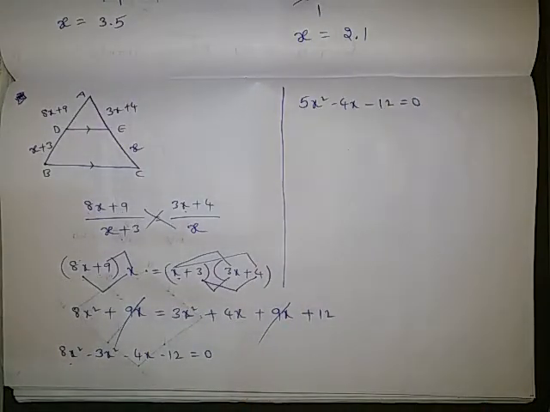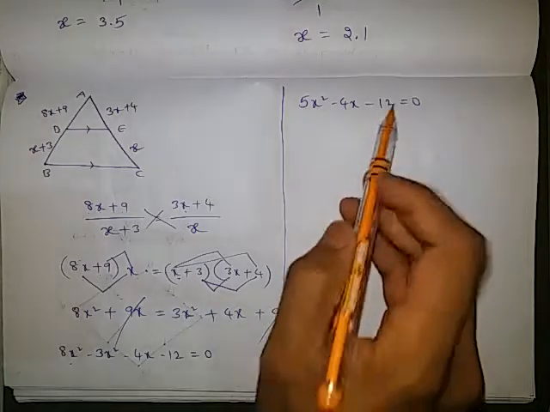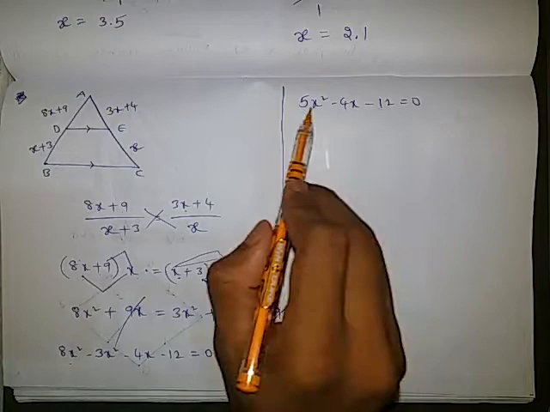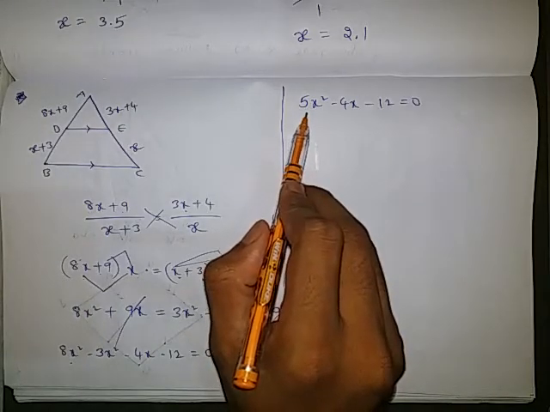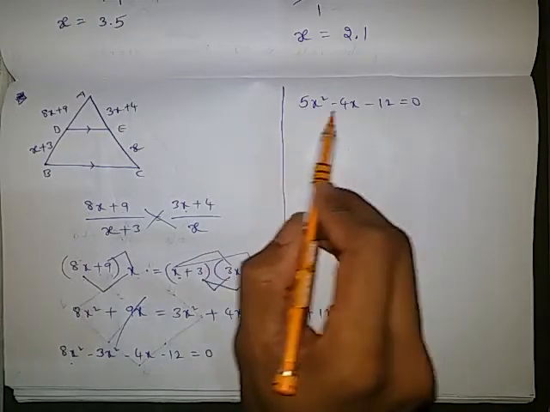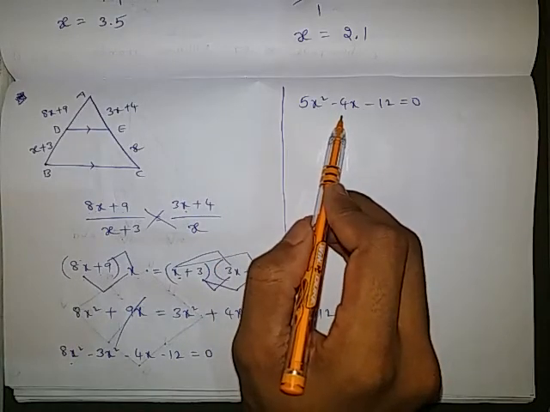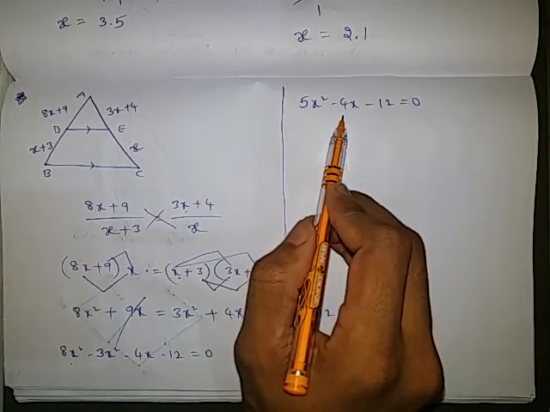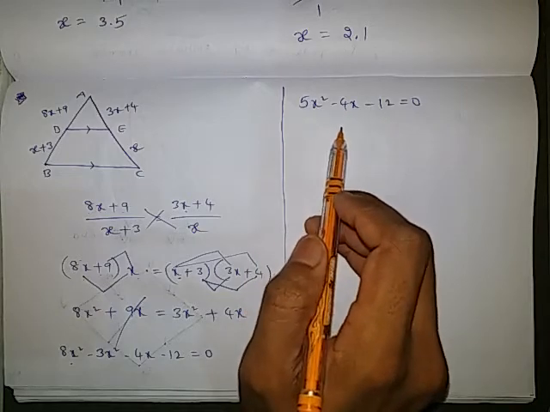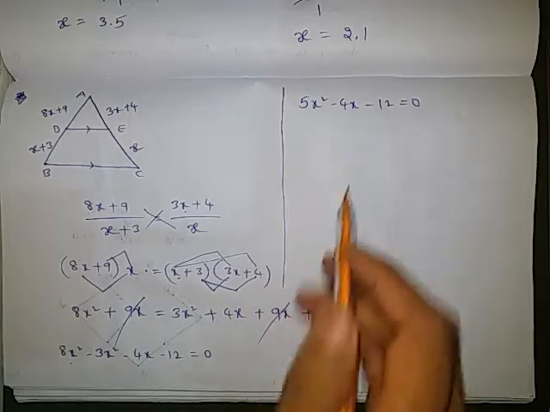Now we need to go with splitting the middle term into two terms. The constant is minus 12 and the x square coefficient is 5. So minus 12 into 5, minus 60. Now this minus 4 we need to divide into two numbers. It's not possible, so that's why I am going with the formula.